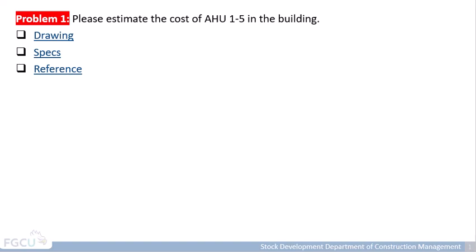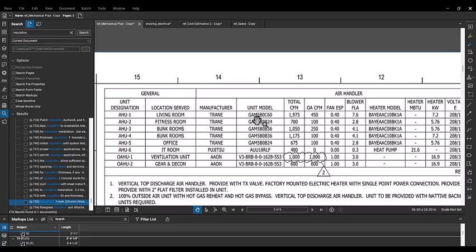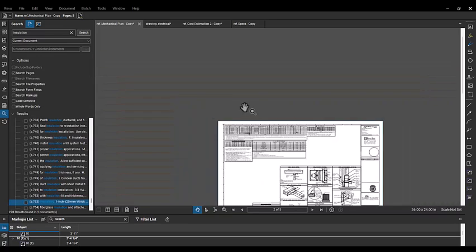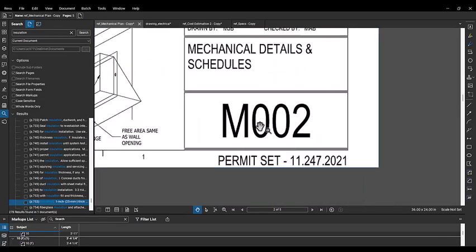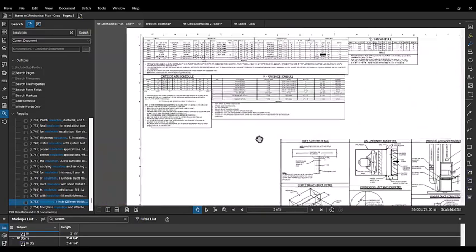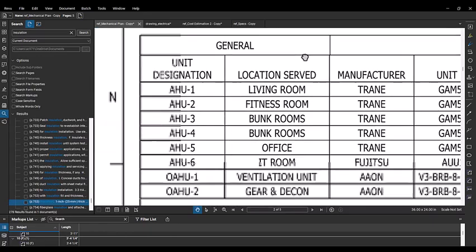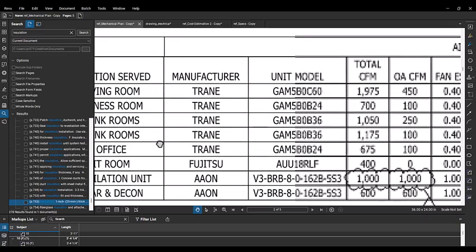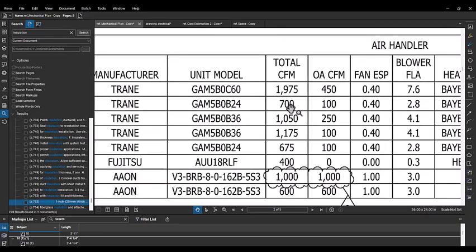For this problem, please calculate the cost for the air handling unit number 1 to number 5 in the building. Now let's take a look at this problem. You see that we have in the drawing over here in page M002, all of the air handling unit number 1 to number 5, and we also have the size of that.